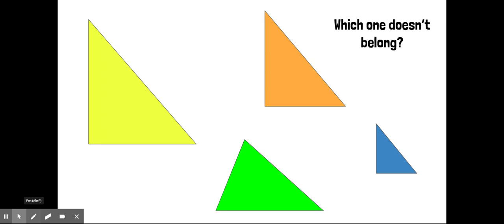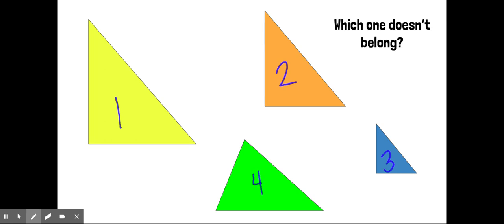And now take a look to see what's different about them. And out of them, we have to decide one that doesn't belong. Now, for this unit, we can see that we actually have three right angles, three right triangles, right? And so we'll call this triangle 1, triangle 2, triangle 3, and triangle 4.